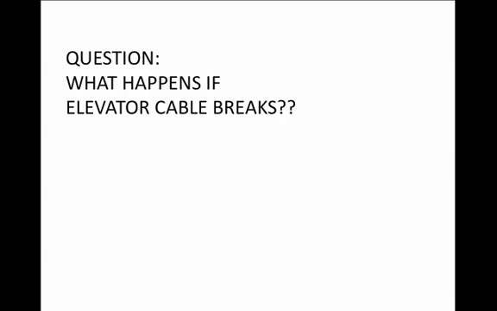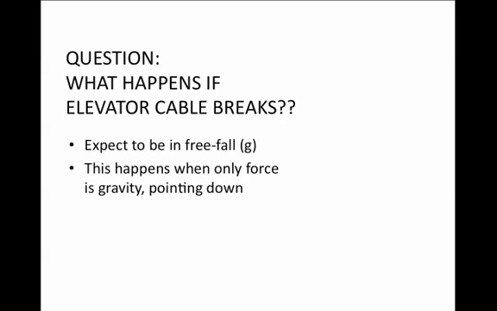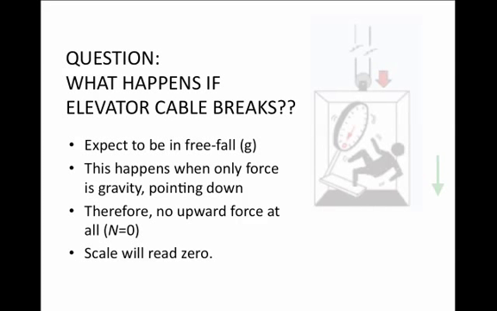As a final step of this presentation, I want to ask, what would you imagine the spring scale would read if the cable in the elevator broke? If the cable in the elevator broke, sadly, we know that we would go into free fall. We would be accelerating downward at a value g. If we're accelerating downward with value g, that means that the only force on us is gravity, and it's pointing down. There's nothing pushing up. So there's no force of the floor at all. The normal force is 0. If the force of the floor is 0, the scale will read 0.